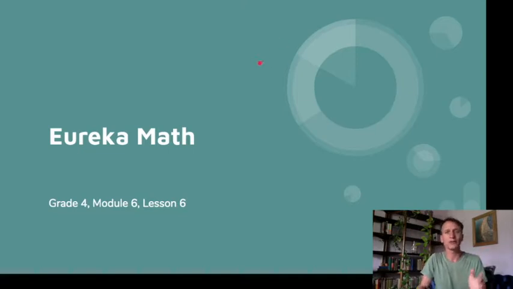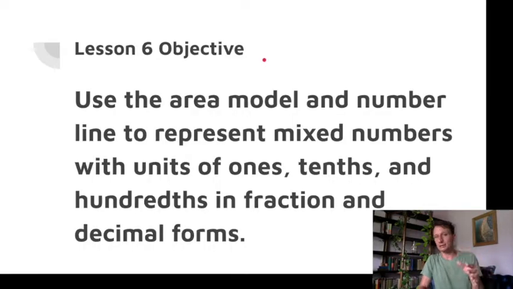What are we doing? Well, this. We're going to use area models and number line to represent mixed numbers. Mixed numbers, okay, remember what that is. The units of ones, tenths, and hundredths. So there will only be 3 digits involved here. We're not going to go out to tens and hundreds and thousands. Just ones, tenths, hundredths. We'll do it, of course, in both fraction and decimal forms, not to make more work, but to make life easier for you because you know fractions already.